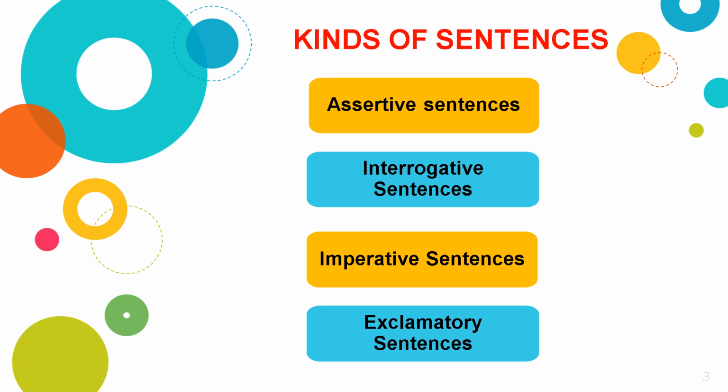There are four different kinds of sentences: assertive, interrogative, imperative, and exclamatory. Children, now let us learn about each one of them in detail.